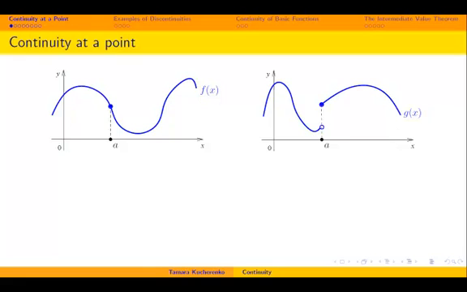If you answered the one on the left, you are correct. Function f, represented by a graph on the left, is continuous, and function g on the right is not. Specifically, function g is not continuous at a point x equals a.